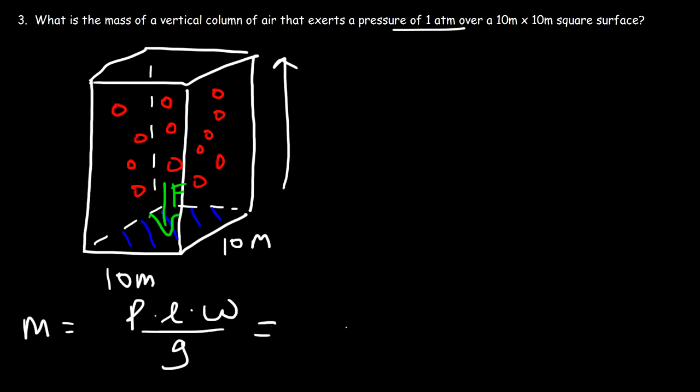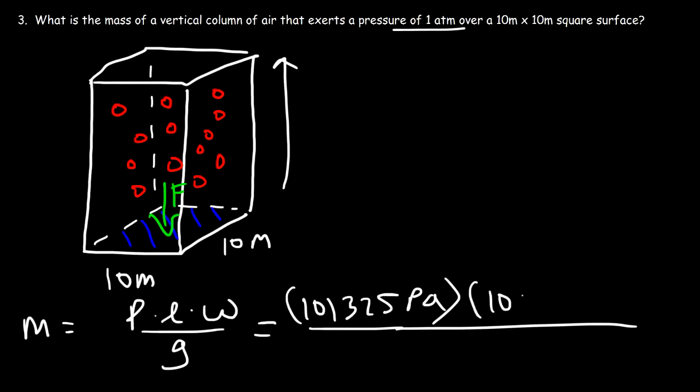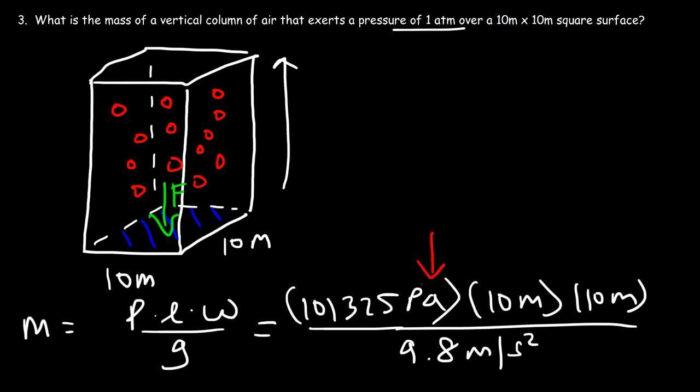Now, what number should we replace P with? You don't want to plug in 1 atm. In physics, you want the units of pressure to be in pascals, because 1 pascal is 1 Newton per square meter, and we have the area in square meters. So we need to use 101,325 pascals. The length is 10 meters, and the width is 10 meters, and g is 9.8 meters per second squared. So make sure to use units of pascal for pressure and not units of atm.